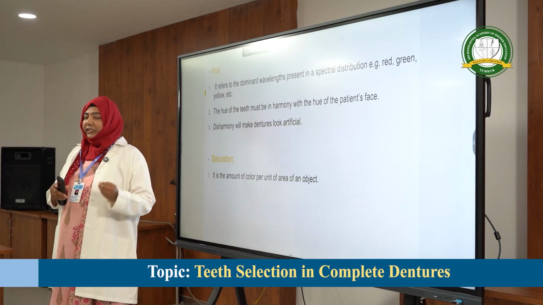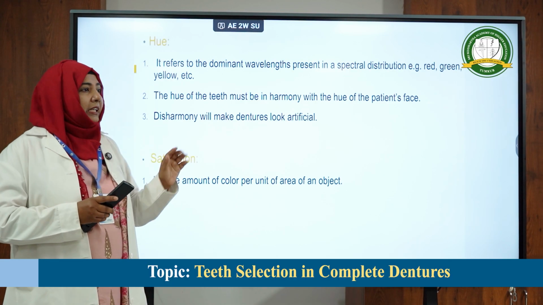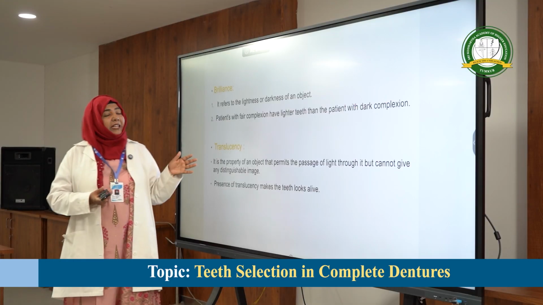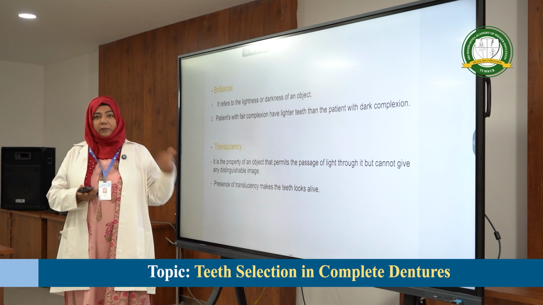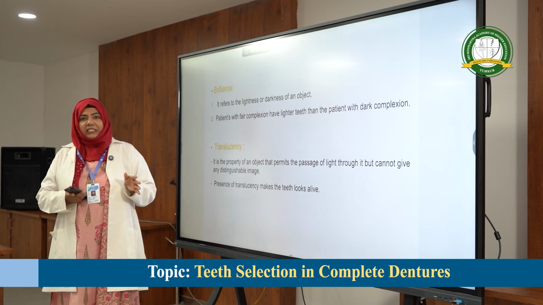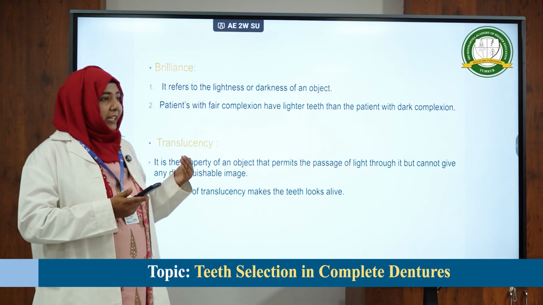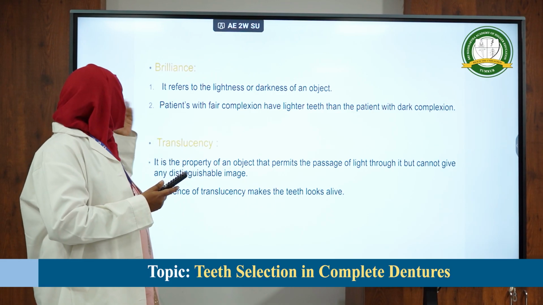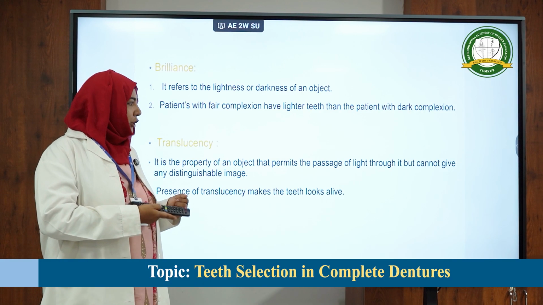Whenever you are selecting the shade of the teeth, the hue of the teeth must be in harmony with the hue of the face. This harmony will make the denture look natural. Then brilliance denotes the lightness and darkness of the object, whereas translucency is a property of an object which permits light to pass through it. The enamel of natural teeth has higher brilliance and translucency. So whenever you are selecting artificial teeth, you should make sure that the artificial teeth also have higher brilliance and translucency to make the teeth look natural.